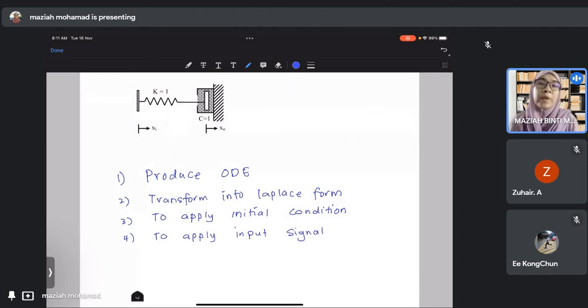Right, so it depends on the type of the input signal, whether it is step input, sinusoidal input, ramp input, or impulse input. Okay, and of course the input signal must also be in the Laplace form. Okay, number 5 is to do partial fraction decomposition.